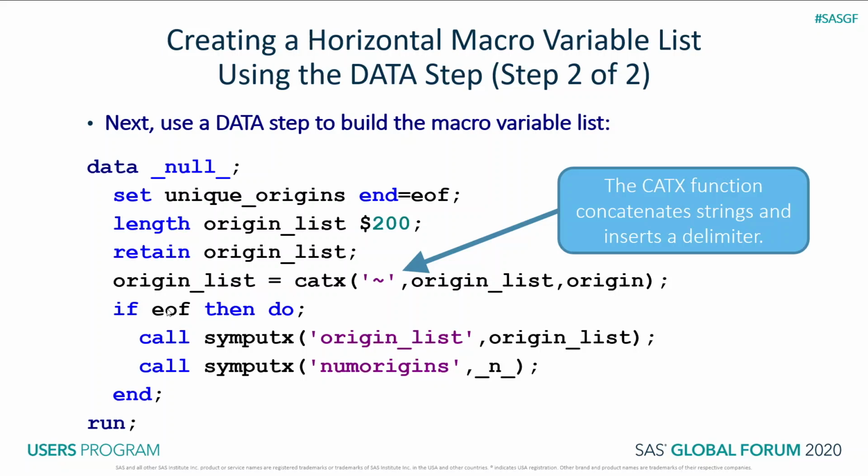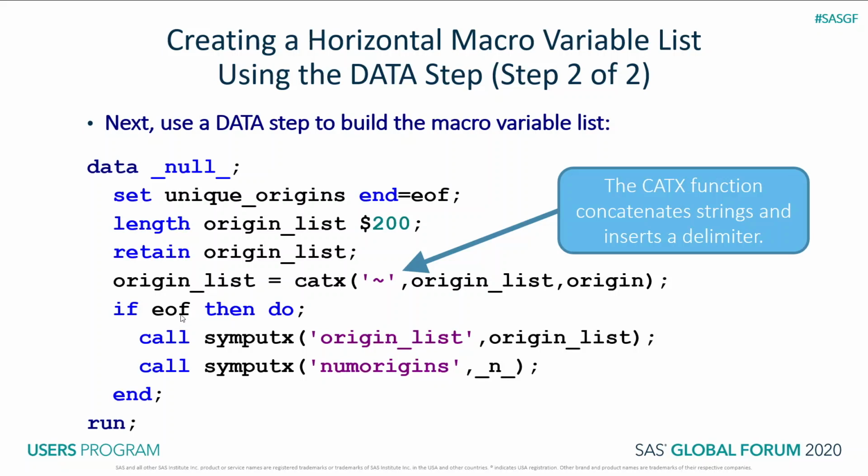We're still not at the end of the data set, so this is false. We go back to the top and read the third and final record from unique origins, which is going to have a value of USA. So now origin_list equals CATX of, and origin_list still has Asia tilde Europe in it, and now we add another tilde as a delimiter, and then the value USA. So now we're going to have Asia tilde Europe tilde USA in a data step variable called origin_list. We haven't created a macro variable yet. This is just a data step variable.